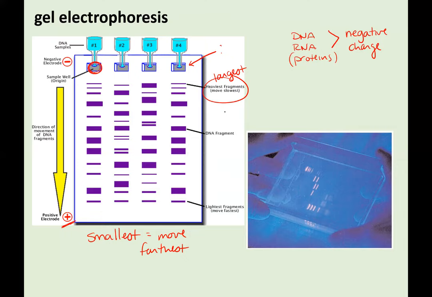So think about this. These gels are kind of the consistency of really firm jello. So if you made a room full of jello and put us all at one wall and said, go, well, the little people are probably going to be able to move fast and get through that gel matrix faster and move farther towards the wall on the far end than us bigger people. And that's exactly what's happening with the DNA or the RNA or the proteins that you are separating. They're going to separate based on size.